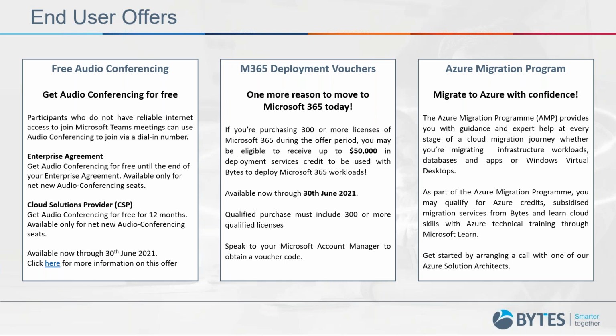The offer is effectively audio conferencing for free. So if your customers have got enterprise agreements, they can get audio conferencing for free until the end of their agreement term. And if they're buying through CSP, then again, similar to the last one, you can effectively get the offer for a 12-month time frame. It's available until the end of June. It is only available to net new seats, so you can't reduce paid-for licenses and replace them with the free offer, unfortunately.